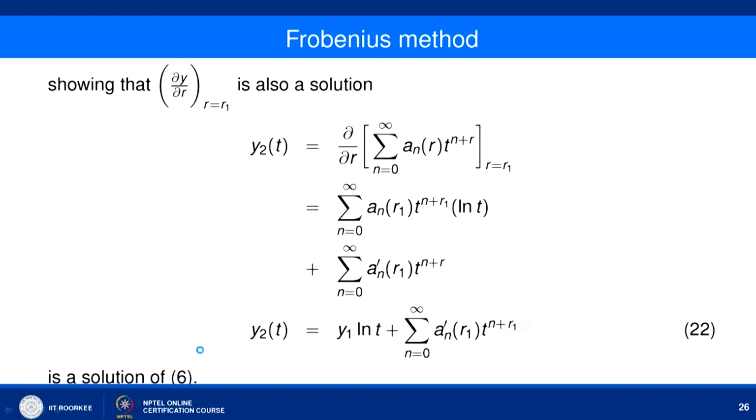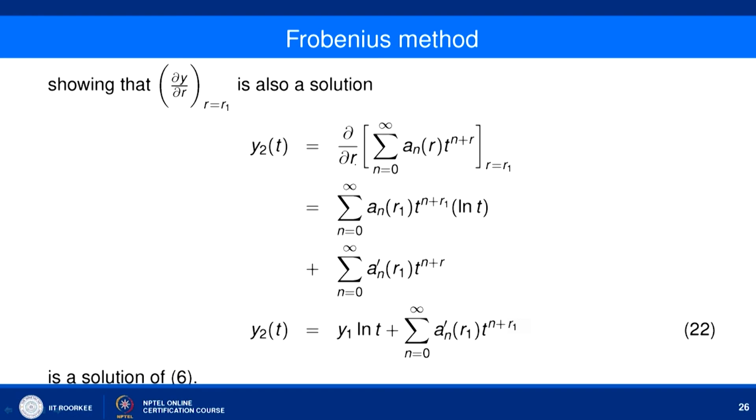So how to find a second solution? ∂y/∂r at r equal to r1 is also a solution. So it means that y2(t), which is given as ∂/∂r of y, where y1 is already given as the sum n equal to 0 to infinity of an(r) t^(n+r), at r equal to r1, will also give a solution.